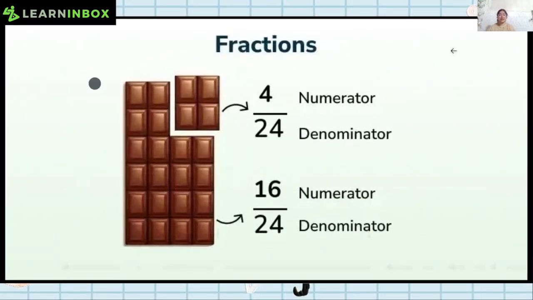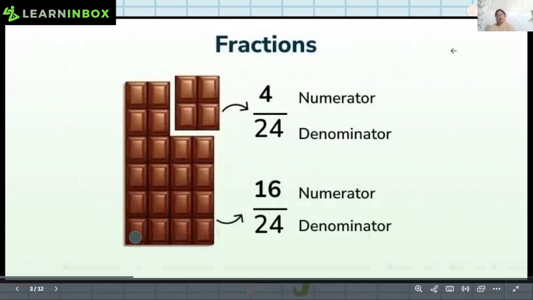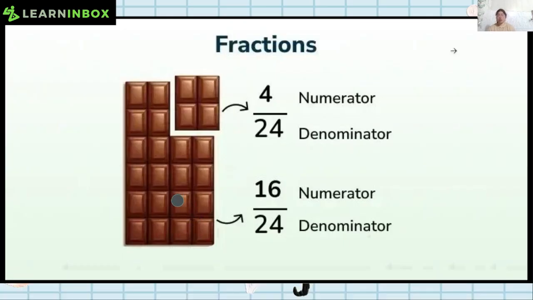Okay, see, this is a picture of chocolate. I know you already know this is a chocolate. Here you can see there are 24 pieces. 1, 2, 3, 4, 5, 6. And if we talk about the rows, 1, 2, 3, 4. So basically there are 24 pieces of this chocolate. The number which is written at the bottom will be the denominator, and it is 24.